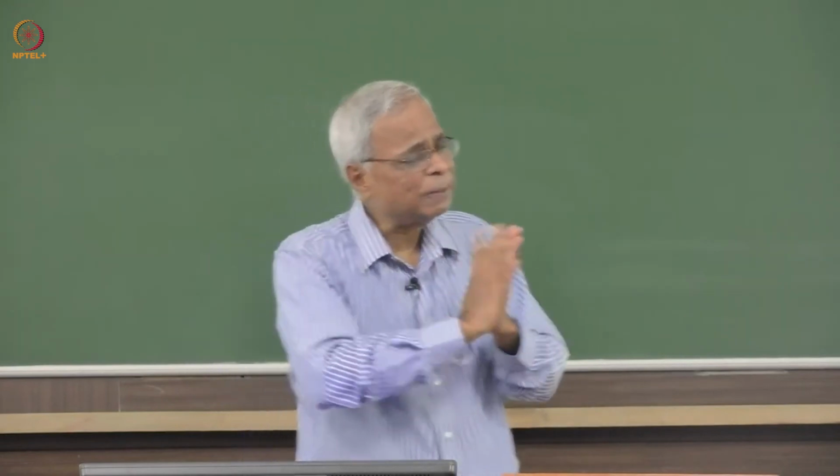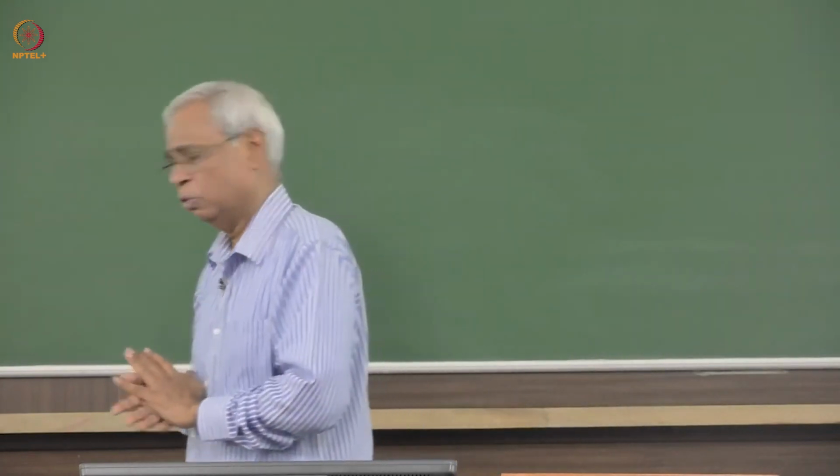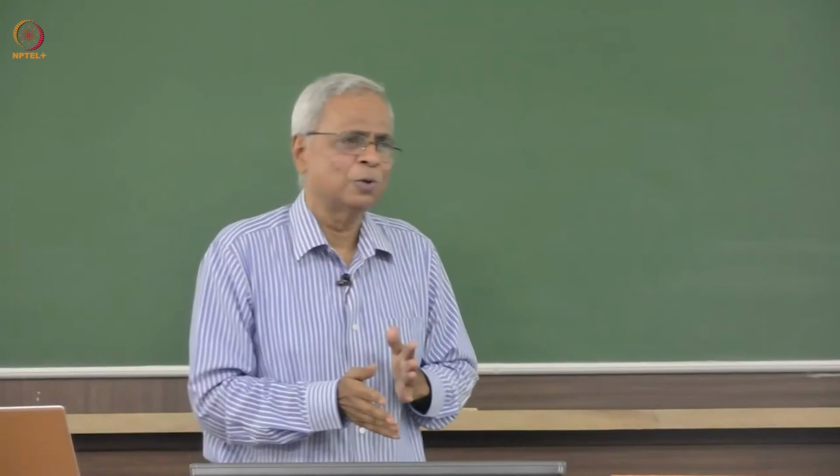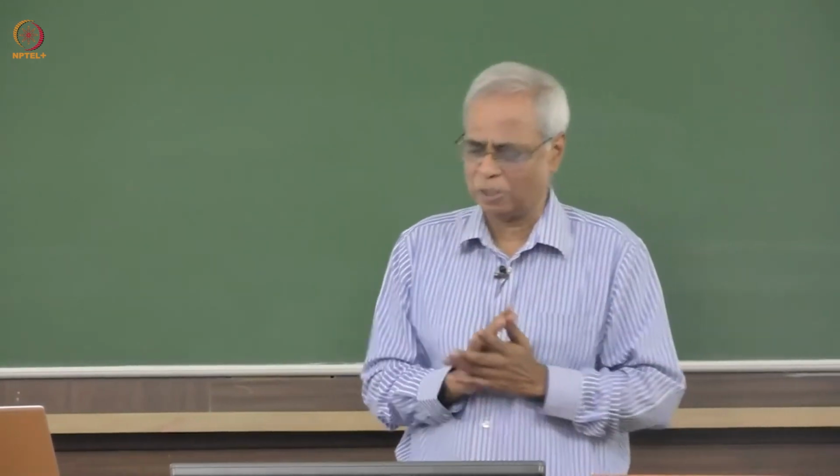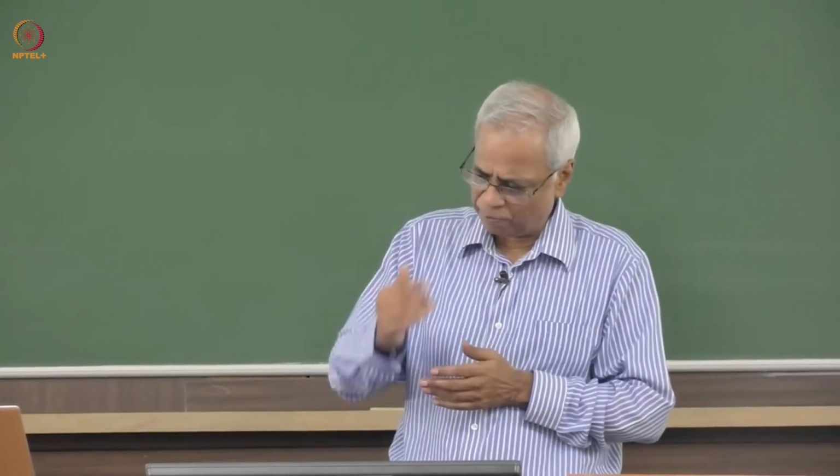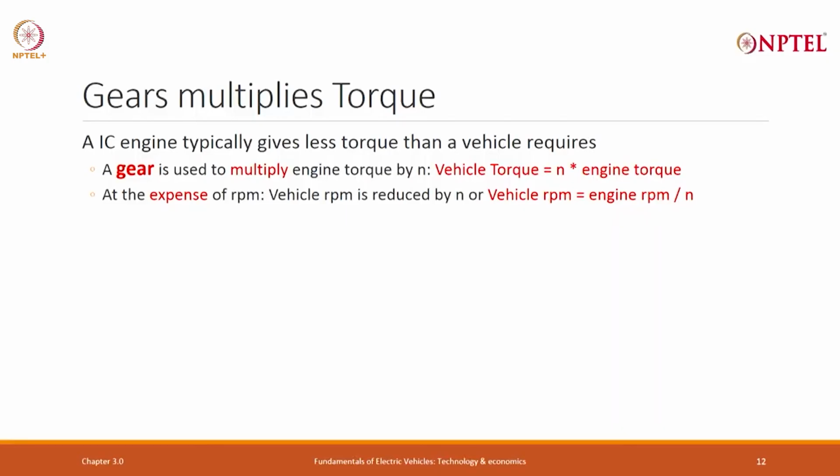Now, whenever you multiply torque, your speed rpm goes down by a factor of n. So, the vehicle rpm is engine rpm divided by n, and vehicle torque is n into engine torque. If you have a single gear of n, this is what is used. If you have multiple gears, as the gear ratio changes, your multiplication and division factor will change.